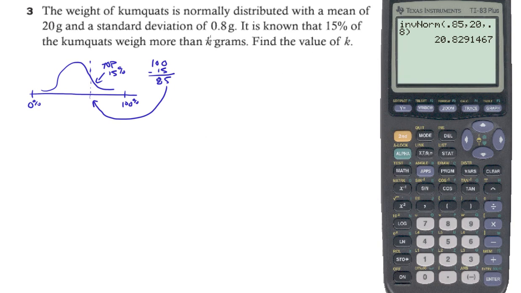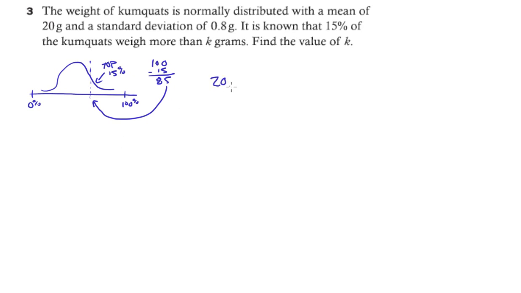Okay, let's see. Find the value of k. Okay, so it's known that 15% of the kumquats weigh more than k grams. So that means that 15% of the kumquats weigh 20.8 grams. Right? So if you find all your kumquats, all the ones that are 20.8 and above should be about 15% of your kumquats. All right? All right. Moving on.